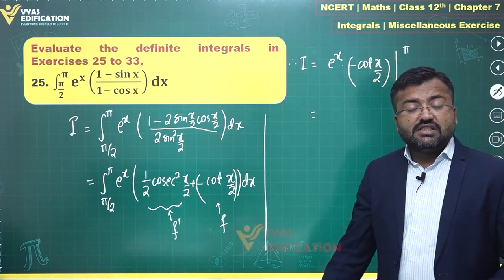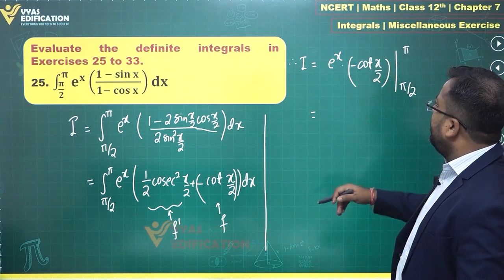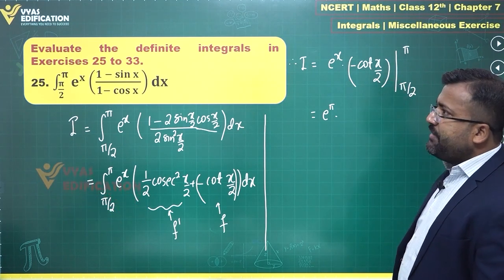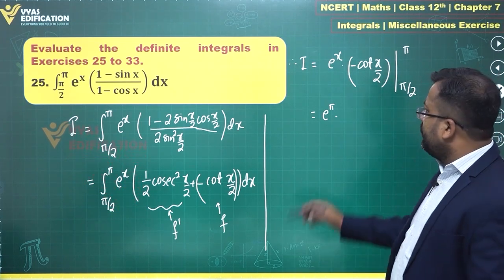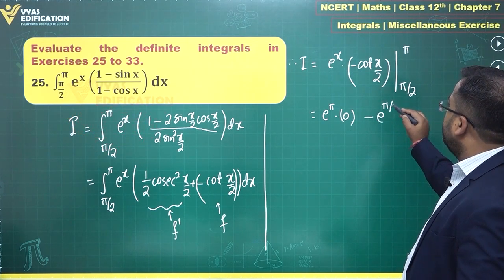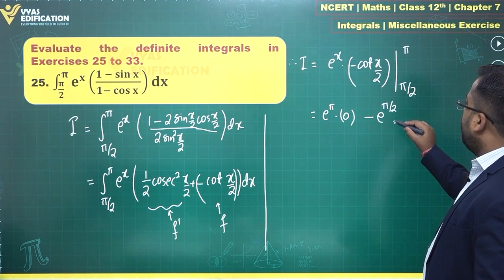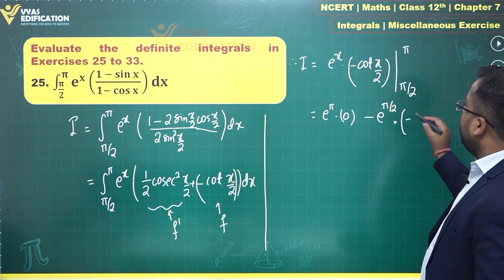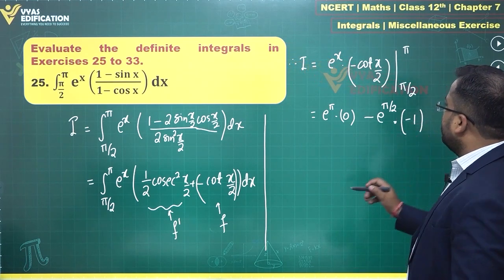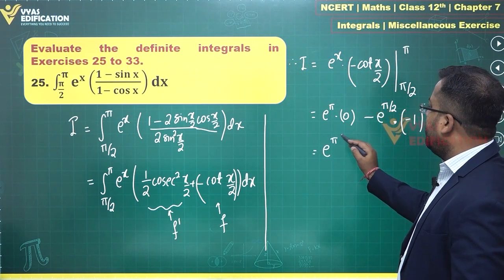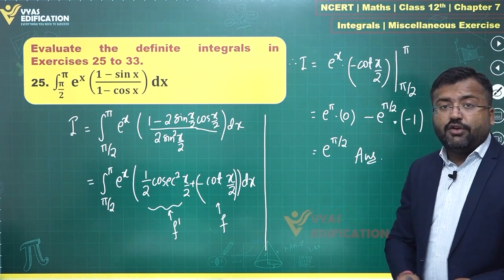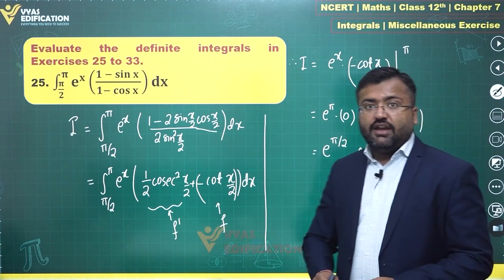And what does this simplify into? Now we can put the limits. This will be e power pi times minus cot pi by 2. Now cot pi by 2 is 0, so this is 0, minus e power pi by 2 times minus of cot pi by 4, which is 1. Yes, x by 2 will be pi by 4. So this becomes minus 1, which gives e power pi by 2. And that is my required answer for this question, number 25, as you can see over here.